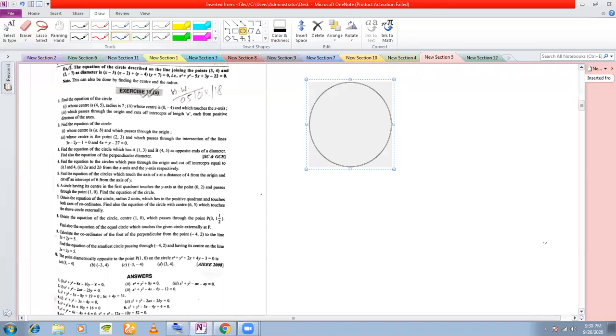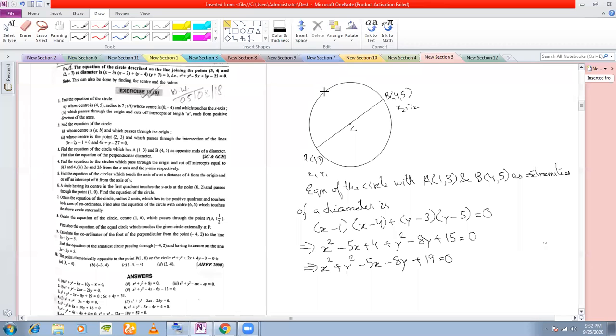Now the next part of the question says, find also the equation of the perpendicular diameter. Let us say that the perpendicular diameter looks something like this. You need to find the equation of this straight line. Let's say PQ. C is already the center of the circle. I want to find the equation of this PQ. It is a straight line. So how will you find out the equation of this straight line? Any idea?